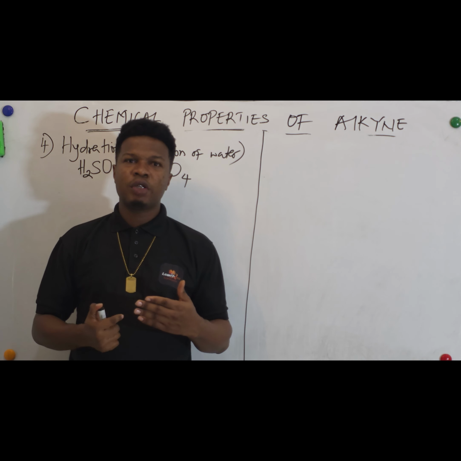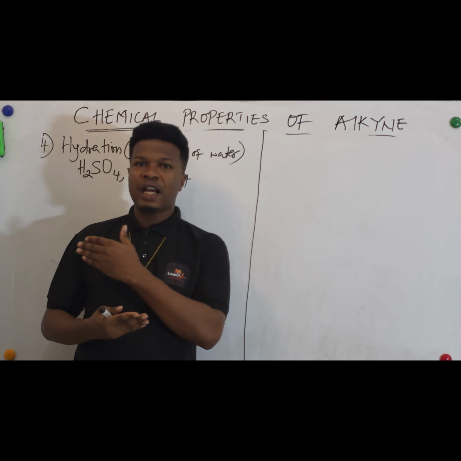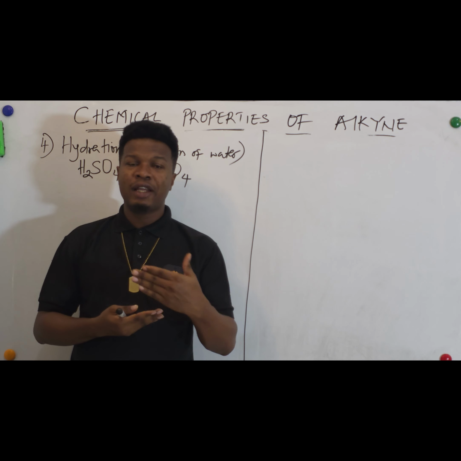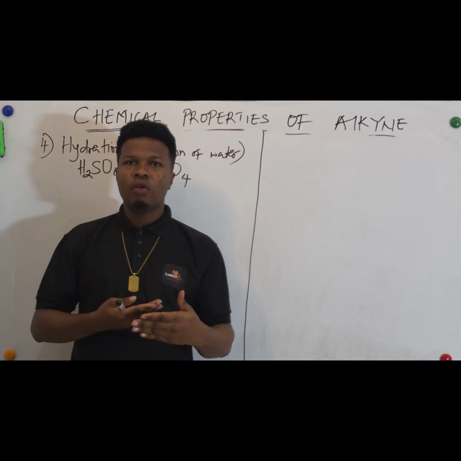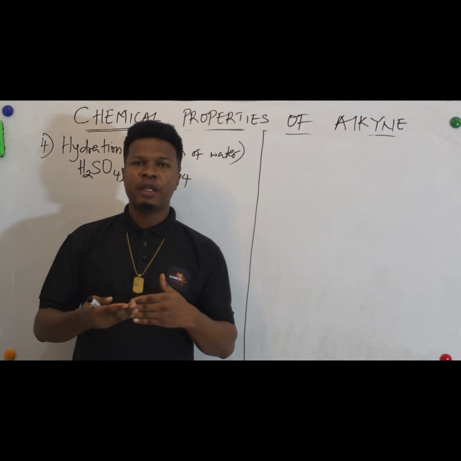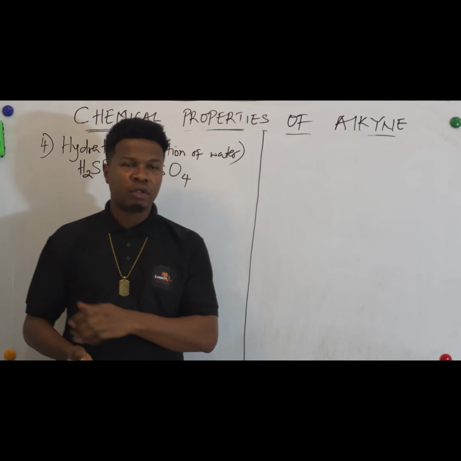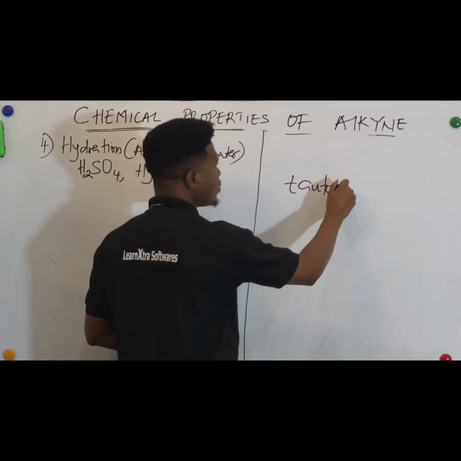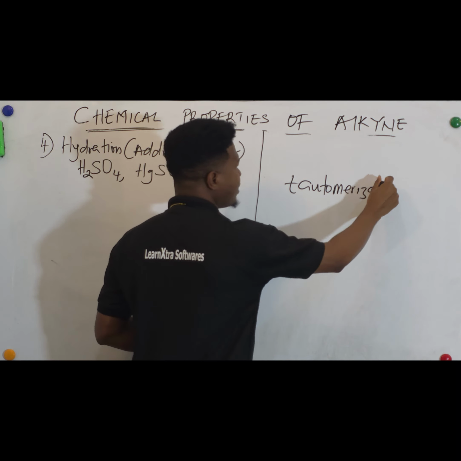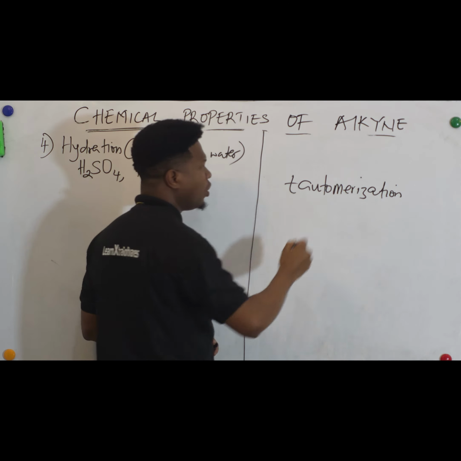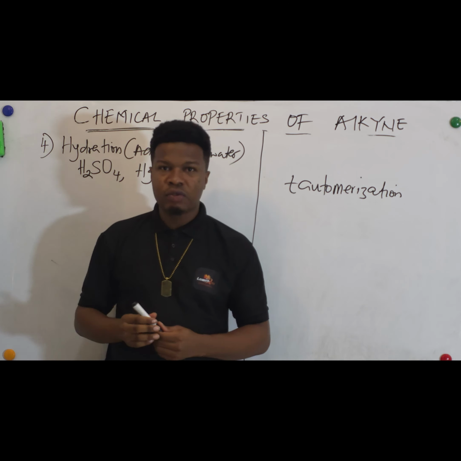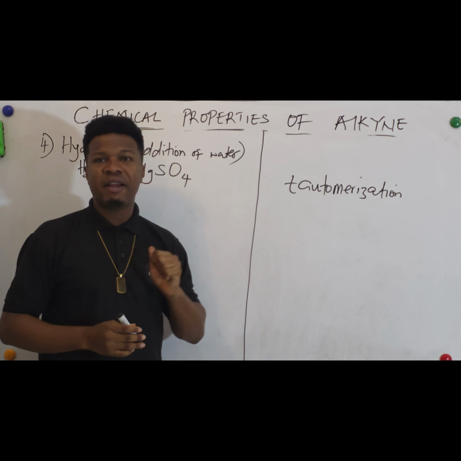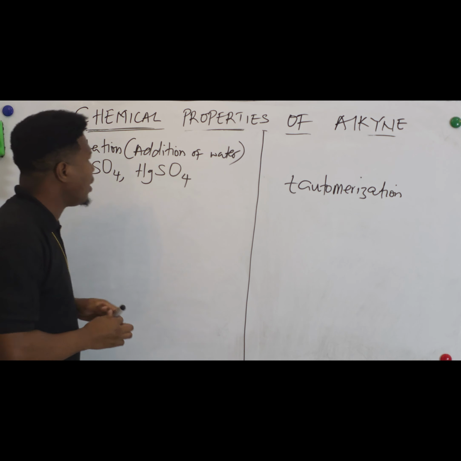What this reaction forms as an intermediate is an unstable compound called an enol. That enol will have to rearrange itself in a process known as tautomerization. I will explain tautomerization when I get to that point. But the final product of tautomerization is not the final answer to this question.